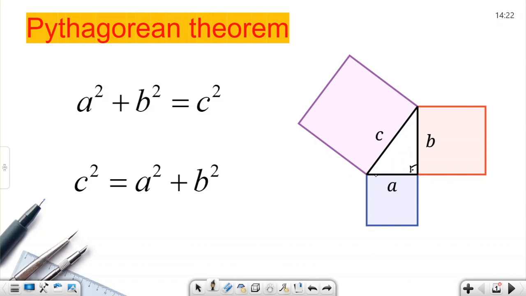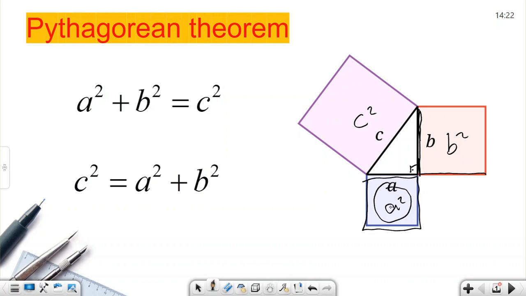The square built on these legs: if the length here is a, the area of this square will be a times a, a square. On the same idea, if you build a square on this leg, b times b, the area of this red square will be b square. If you make a square using the length of the hypotenuse, which is c, this will be c square.